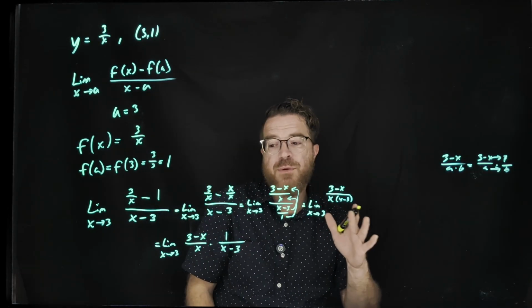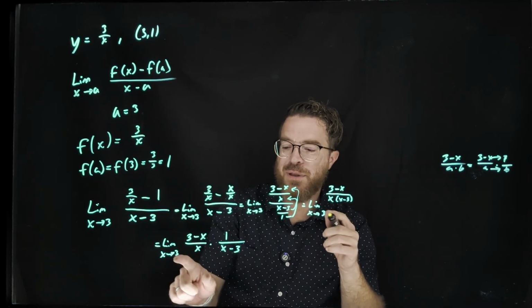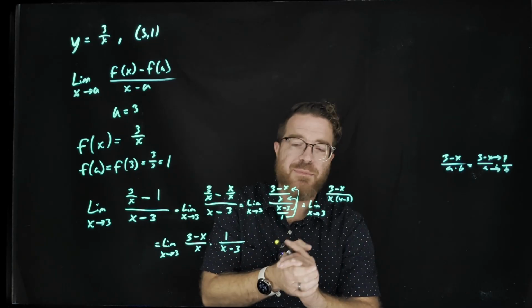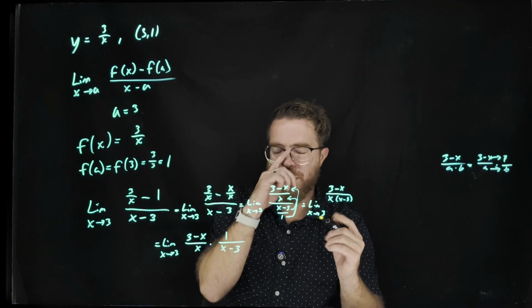Now, if I were to try to evaluate this now, this would still be a problem because I have this x minus 3 in the denominator. And if I plug in 3 there, it's going to be 3 minus 3. I'm going to get a 0 in the denominator. And 0 times the x, which is 3, is still going to be 0. So we have a problem here.